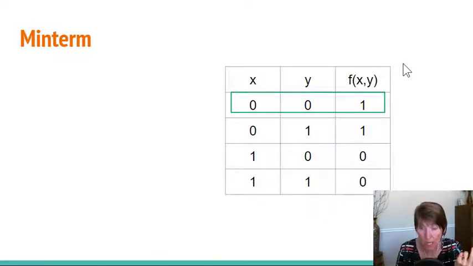Here's some examples. So here we have an input-output table, and we want to identify the ones. So here's a 1, and to write this minterm, we're going to choose whether to use x or the complement of x and y or the complement of y. When it's a 0, we use the complement, right? And remember, it's a product, so that's multiplying it. So we're going to take the complement of x times the complement of y, and that's one minterm.